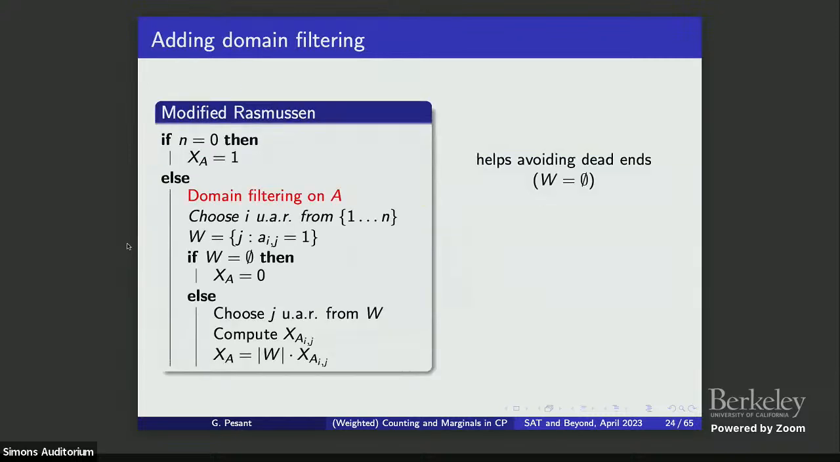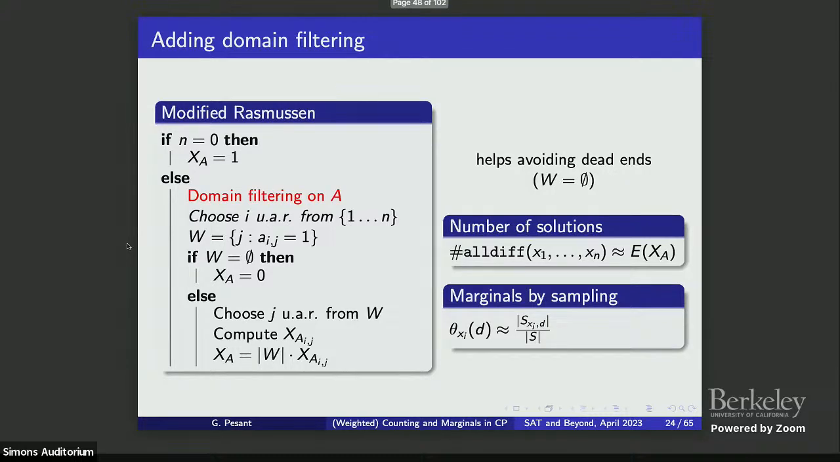Okay. Well, what we do here is add domain filtering. So you have the estimator here, and before picking one of the ones, you add domain filtering to rule out these possibilities, and that helps quite a bit. It helps avoid the dead end, so it improves the estimator, and then we can use that estimate for a number of solutions. And when you want to do the marginals, the proportions, well, we can look at the ones that have what we're looking for from our sampling. Okay, so that's another approach we use in some cases.